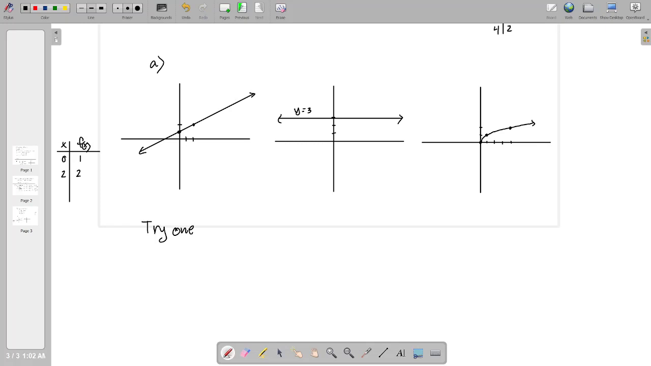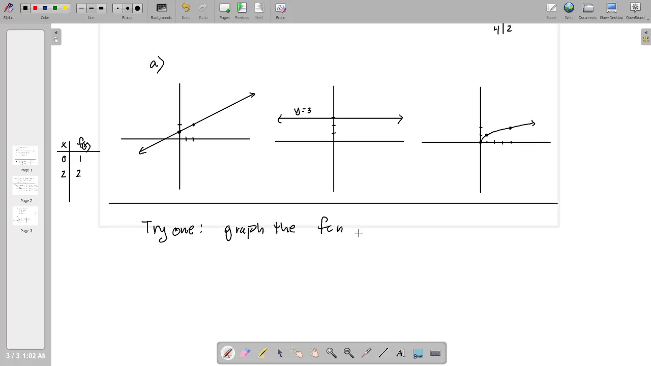And I want you to try one now. Graph the function by plotting points. f of x is equal to x cubed. For this function, you're going to want to plot positive and negative values to see how it looks.